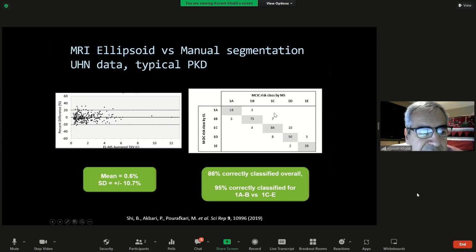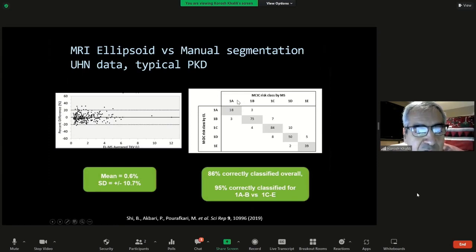And not only that, it's not so important to actually get the exact right volume, as it's better to be able to get the correct risk class, the Mayo Clinic risk classes that are obtained. And so the number 1 means that this is for patients with typical disease. We do these for patients with typical disease. That's why we wanted to separate those with atypical polycystic kidney.